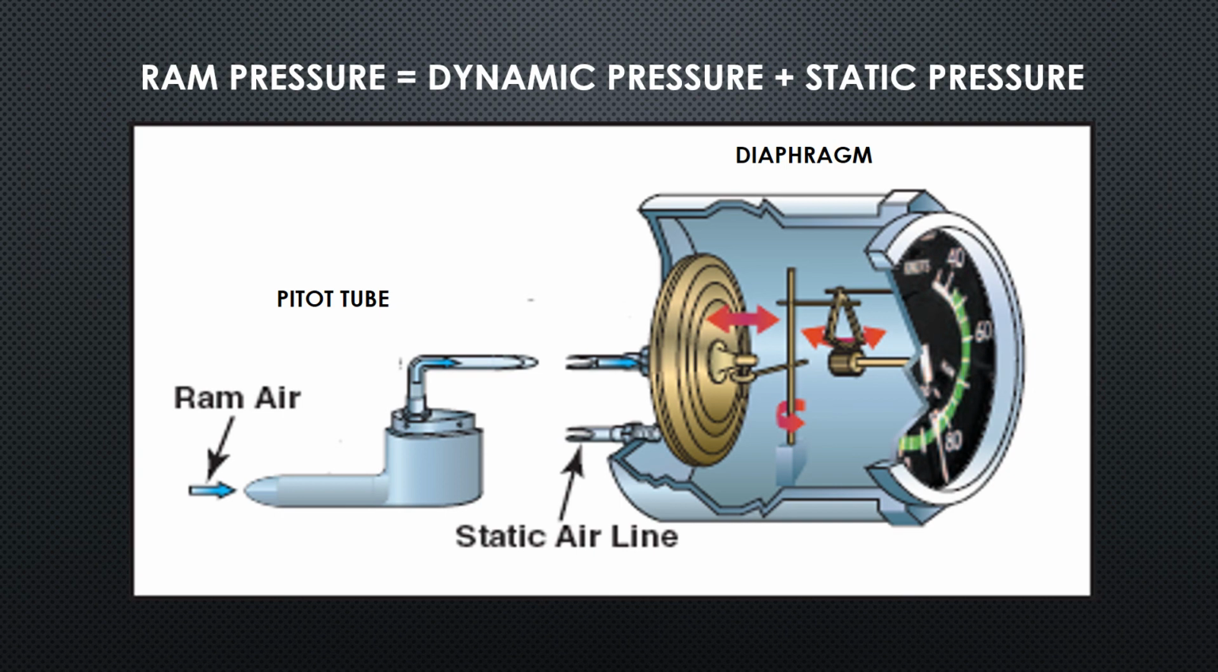This is done by connecting the pitot tube directly to the diaphragm, which receives total pressure. The static port connects and fills the case surrounding the diaphragm with static air. This will cancel out the static pressure inside the diaphragm, leaving it with only dynamic pressure.